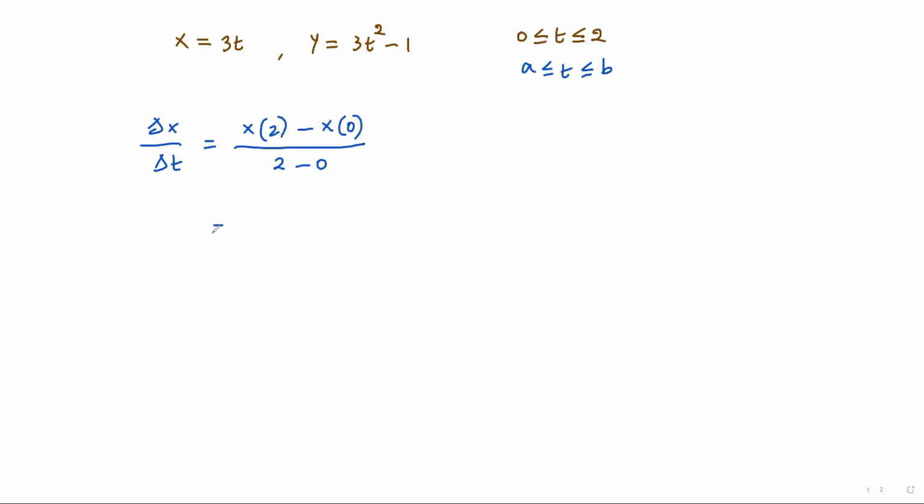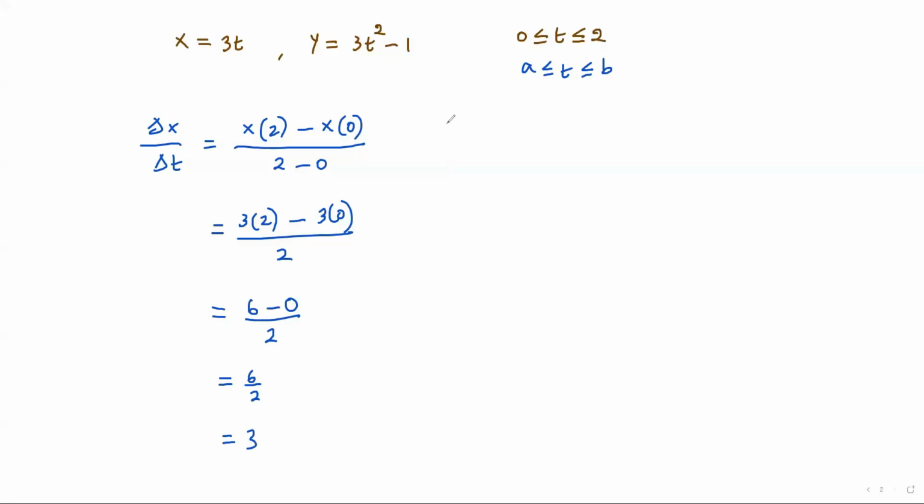Okay, so to get the value of x of 2, what we need to do is plug in t is equal to 2 into the first parametric equation, that is 3 times 2, minus, to get the value of x of 0, we plug in t is equal to 0, so 3 times 0, over 2 minus 0, which is 2. 3 times 2 is 6 minus 3 times 0 is 0, over 2. So 6 over 2. Finally, it's 3. So the average rate of change for x of t is 3.